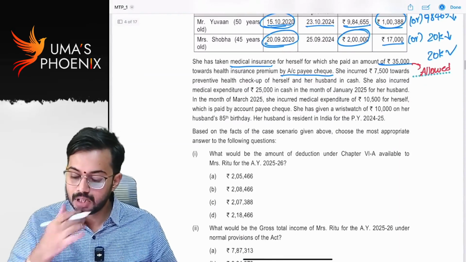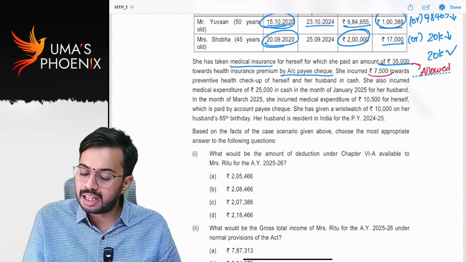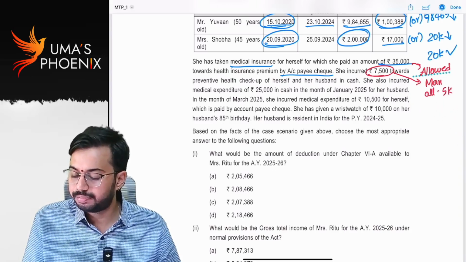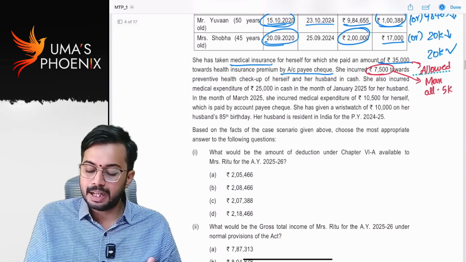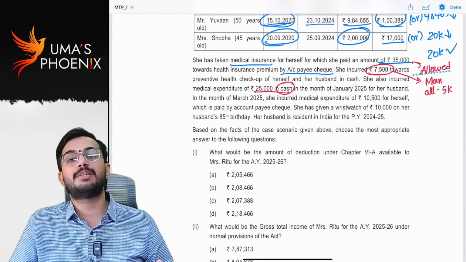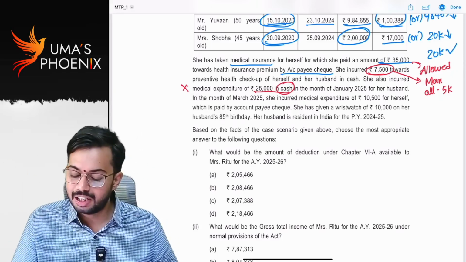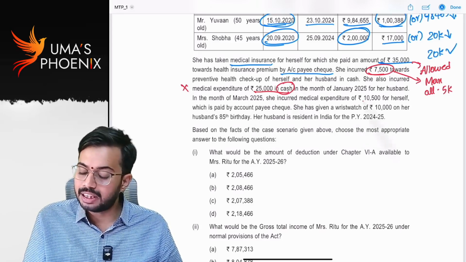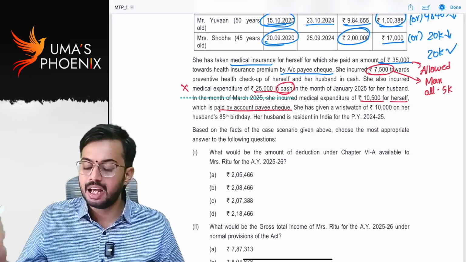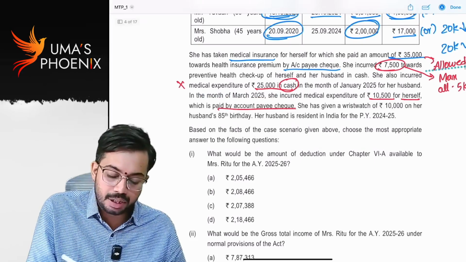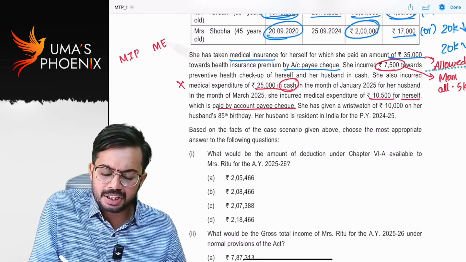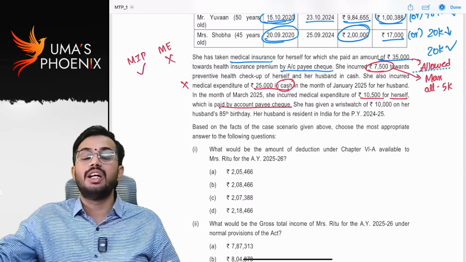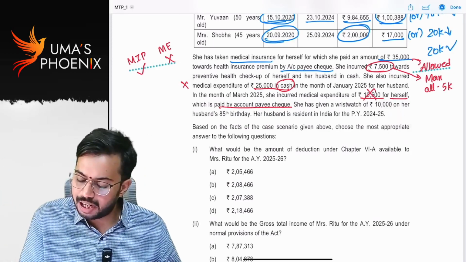Okay. Next. She incurred preventive health checkup of 7,500, but the maximum allowed is only 5,000. She also incurred medical expenditure of 25,000 in cash. Whenever medical expenditure is incurred in cash, that is not allowed as deduction. In the month of March 2025, she incurred medical expenditure of 10,500 for herself, which is paid by account payee cheque. See, medical insurance premium, medical expenditure, only one is allowed as deduction. As medical insurance premium was paid, medical expenditure is not allowed as deduction. So this 10,500 is not allowed.